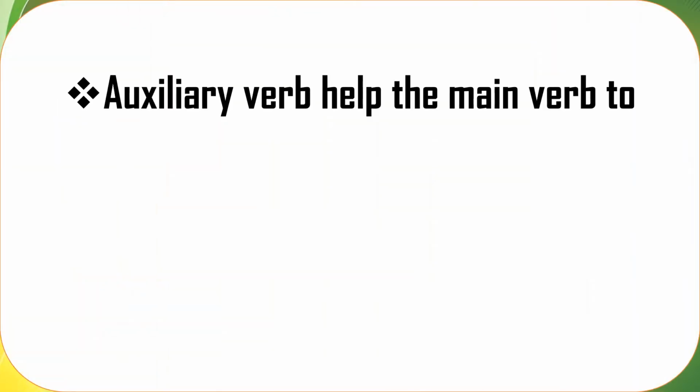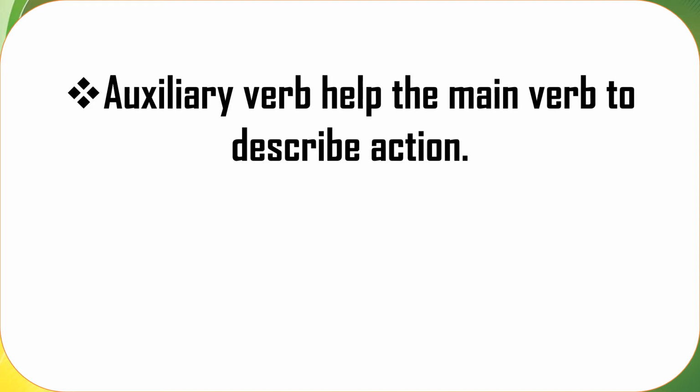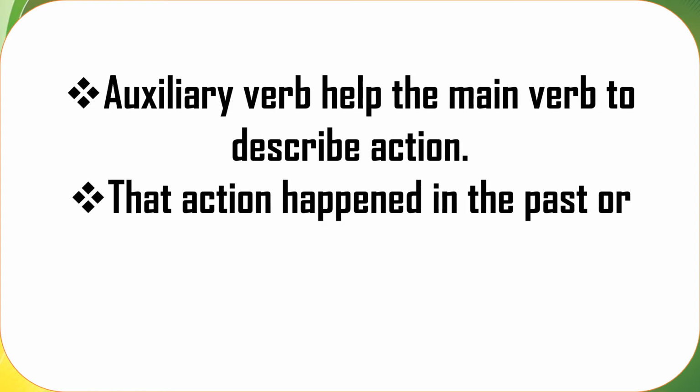Now we will see how an auxiliary verb works in any sentence. So an auxiliary verb helps the main verb to describe the action. In the beginning we have seen that example: we should help our parents. So should was a helping verb or auxiliary verb. So an auxiliary verb helps the main verb to describe the action.